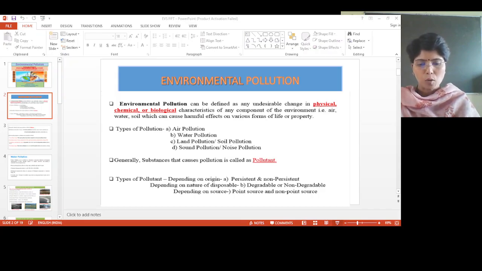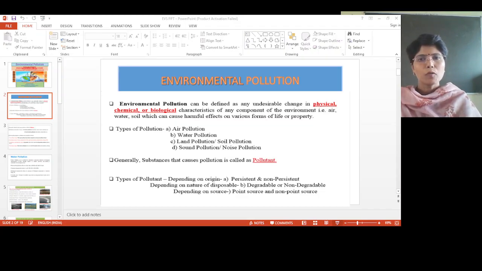There are two different types of air pollutants. Primary pollutants are those that directly contribute to the air pollution. Sulfur dioxide emitted from factories is the main pollutant. Secondary pollutants are formed as a result of mixing and reaction of primary pollutants. Smog is a secondary pollutant resulting from the mixing of smoke and fog. Depending on the origin, persistent and non-persistent; depending on the nature of disposal, that is degradable or non-degradable; and depending on the source, that is point source and non-point source, the types of pollutants are different.